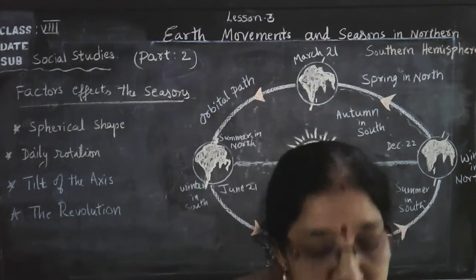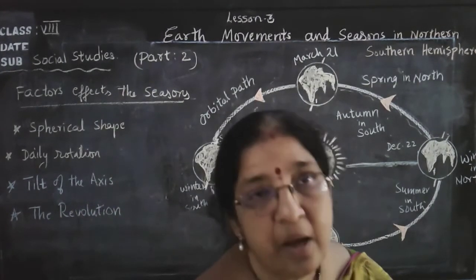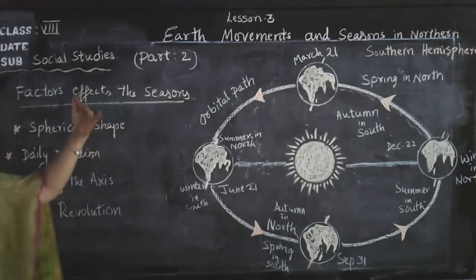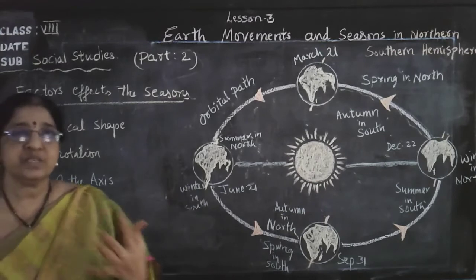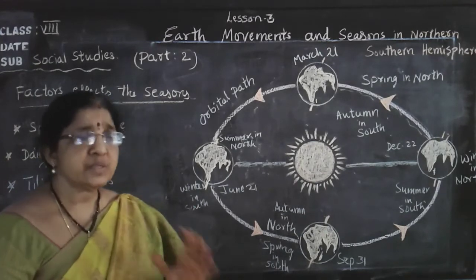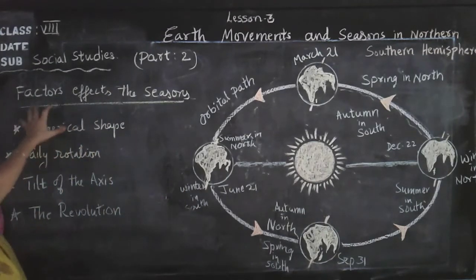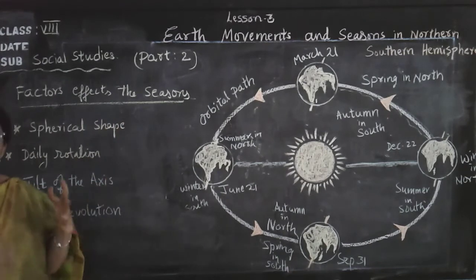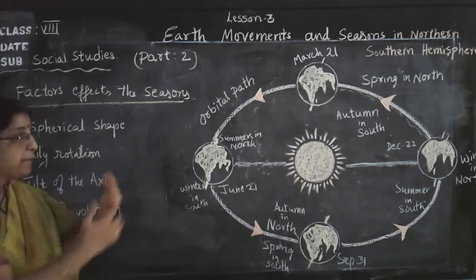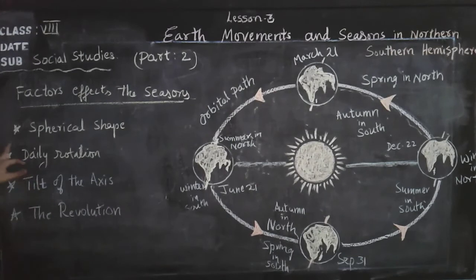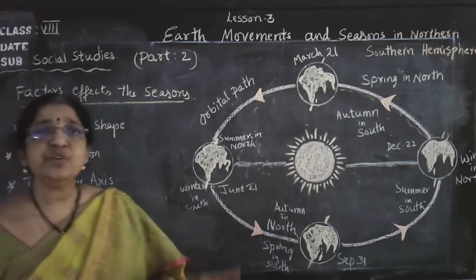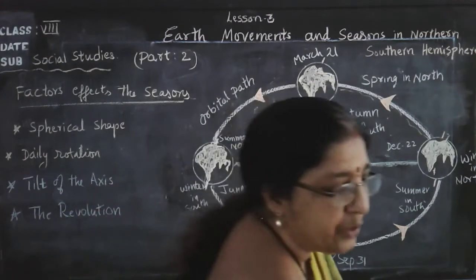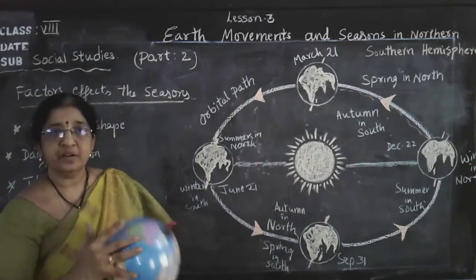And in this chapter we are going to discuss how the seasons occur. In this video you are going to witness how seasons occur. What are the factors which cause seasons? The first one is the spherical shape of the earth. What is a sphere? A sphere is a round shape. Do you know this? This is a sphere, isn't it?